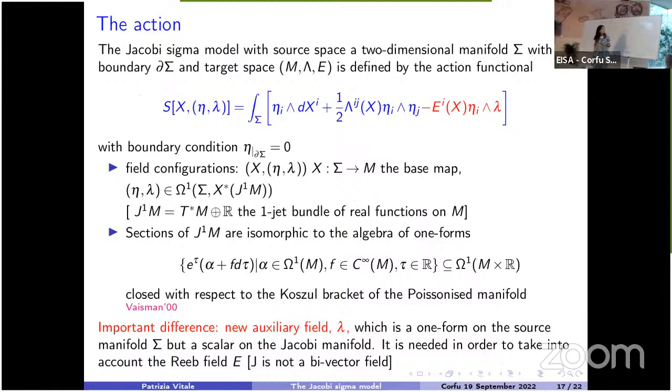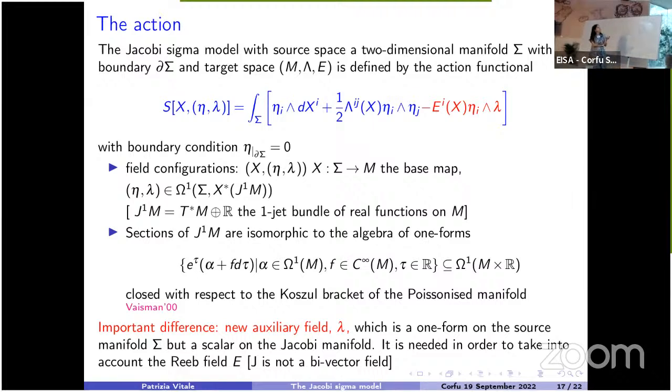So finally, what is the natural model that we have proposed on this Jacobi manifold? It is the standard Poisson sigma model supplied with this extra term here. The difference being that we have an extra field, lambda, not only eta, but also lambda, which is needed because we have this Reeb vector field to pair. What is, in more detail, the geometric nature of this field? So X again is the embedding map. Eta and lambda are now one forms which are valued in the pullback, not anymore of the cotangent bundle of M, but of this one jet bundle of real functions on M.